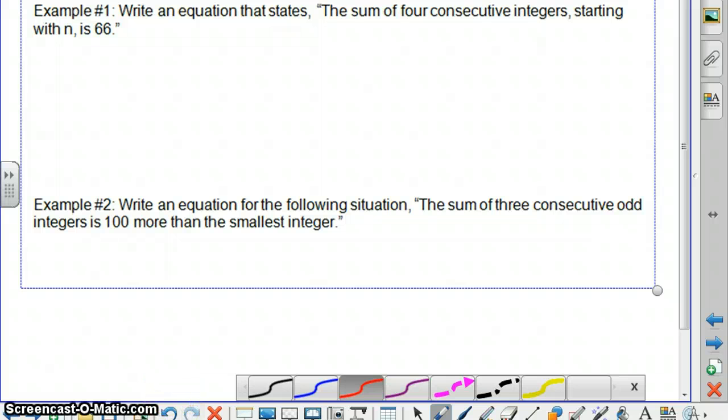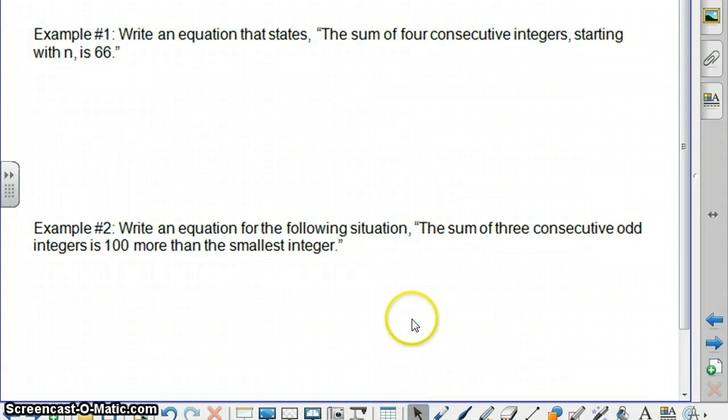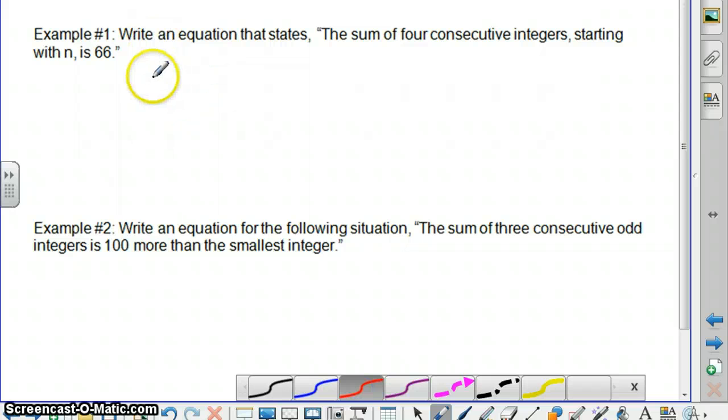And here's our first example. This first example says, an equation states the sum of 4 consecutive integers starting with n is 66. So we need to write the equation for this. So our first integer would be n, and our integer after that would be n plus 1.